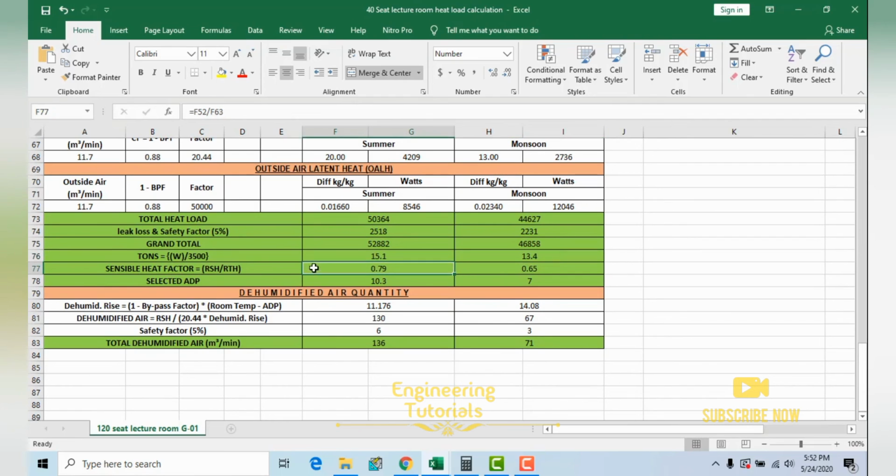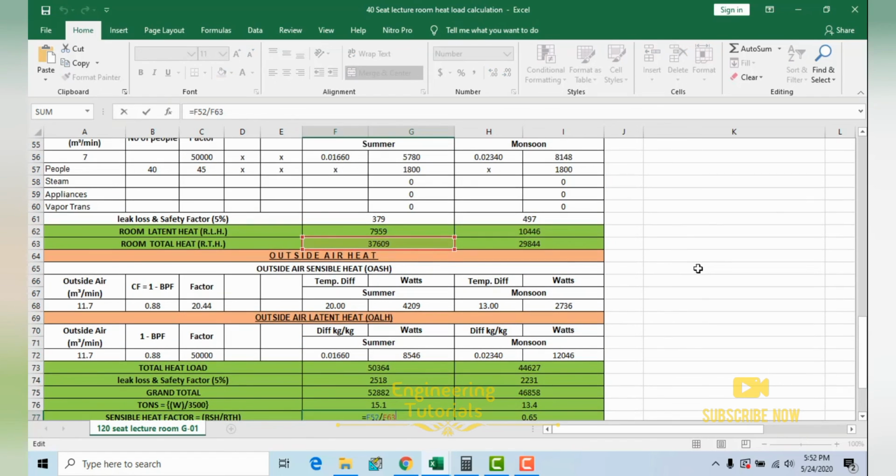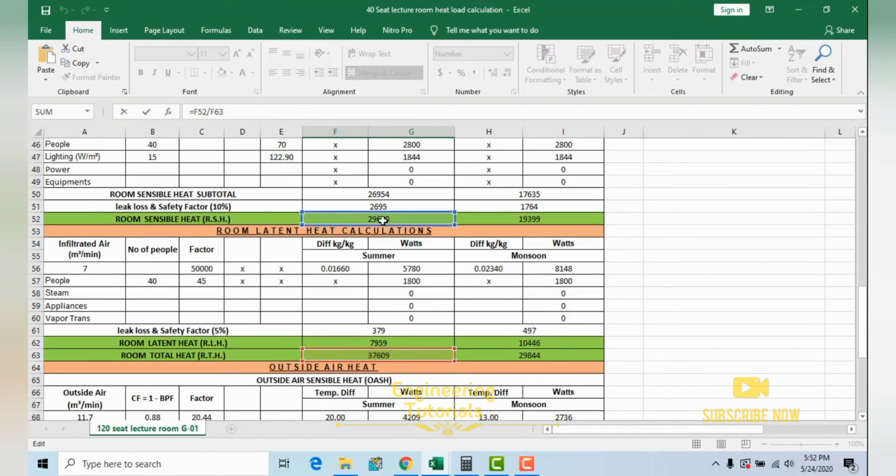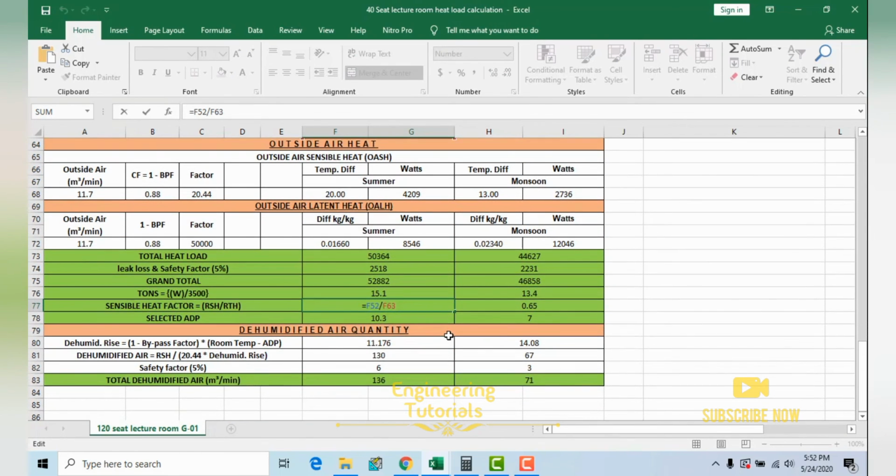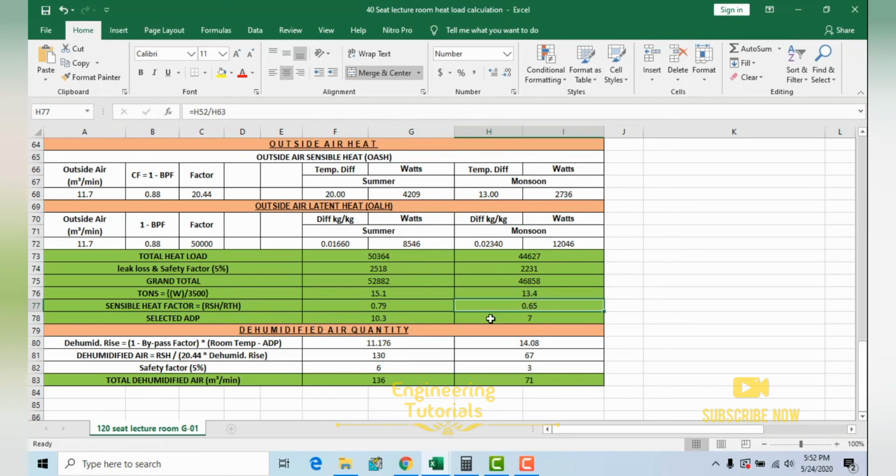And sensible heat factor we have to calculate here, that is room sensible heat divided by room total heat. Sensible heat we already calculated here, that is 29,000 divided by total heat is 37,000. If you will divide, you will get the sensible heat factor values. And same way you will calculate for monsoon, that is 0.65. So ADP, I don't have a chart right now, but later I'm gonna add this chart.